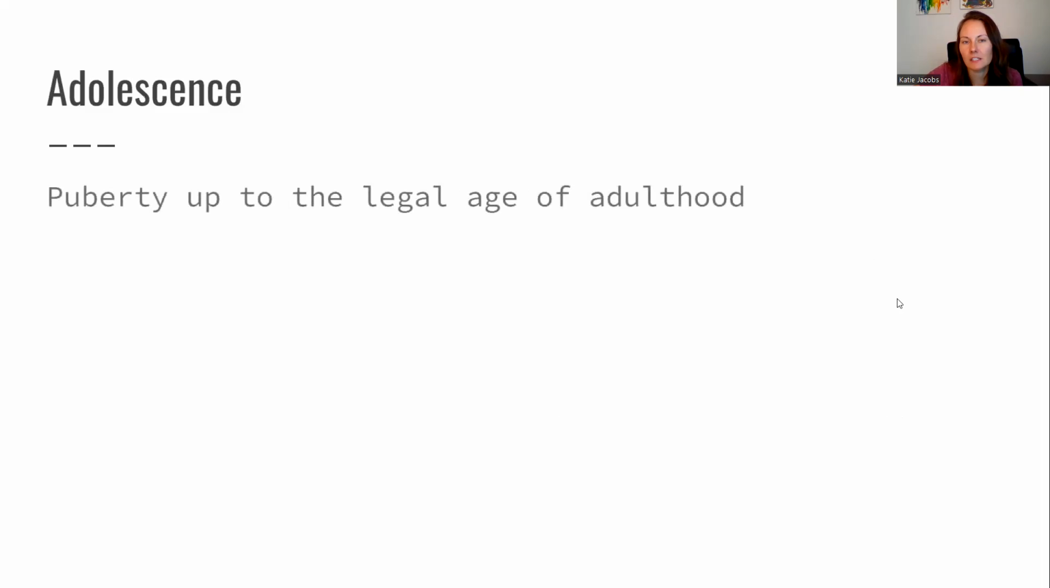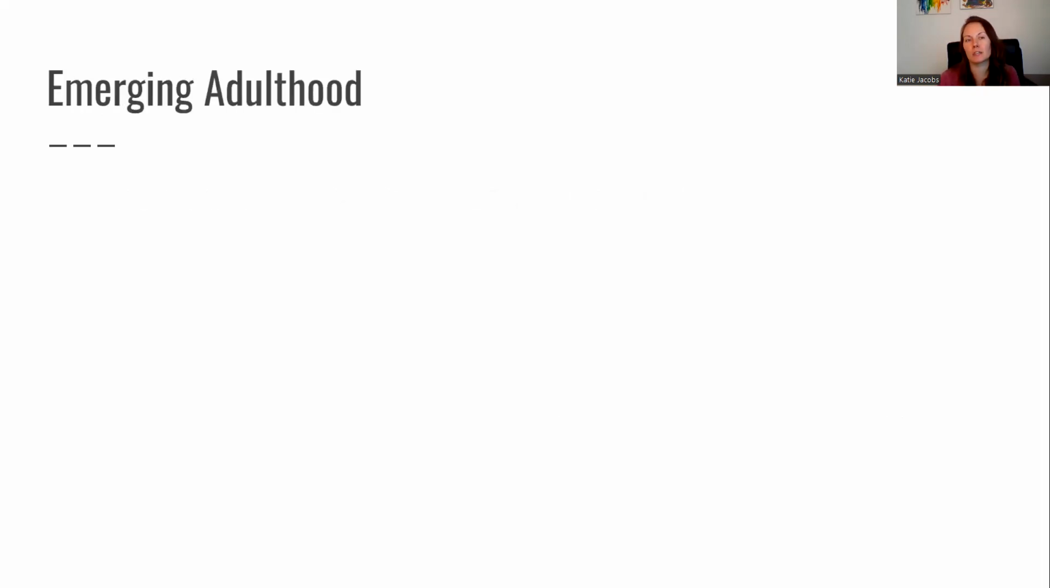Then we have adolescence, this puberty up to the legal age of adulthood. So in the United States, that would be puberty up to the age of 18. Once you hit 18, you're technically a legal adult. Now, I'm saying at 18 you're an adult, and some of you might be a little bit older than that. Do you think that you're a full adult at 18? Most people, if I ask this in an in-person class, would say no, they don't think they are. And that's why they came up with a relatively new developmental phase called emerging adulthood.